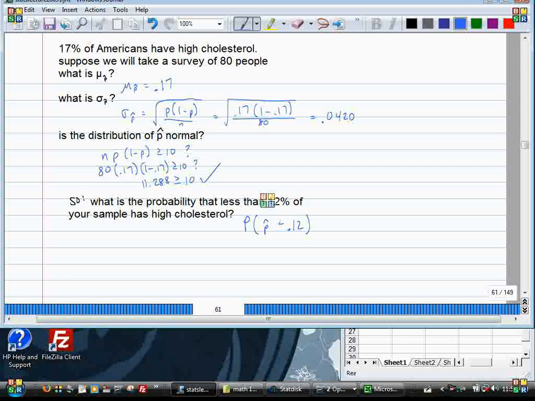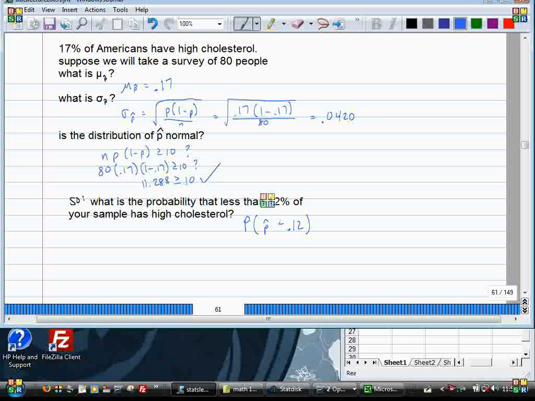So now what do we do? We're being asked to find a probability, so what do we do? Right, we draw a picture. Let me remind you in general, when you do a problem like this, the first thing you have to do is find your mean, which we already did, find your standard deviation, which we already did, and say, is it normal? Which we already did.